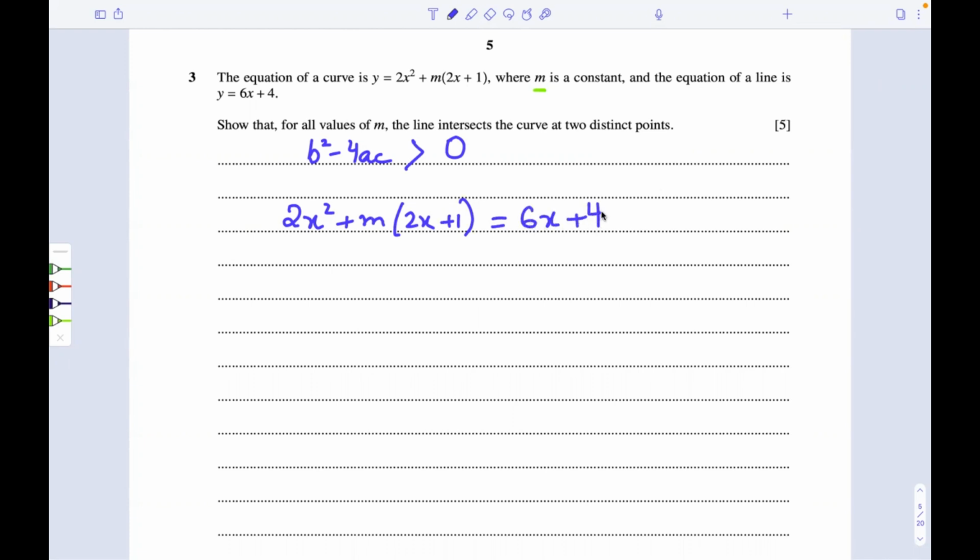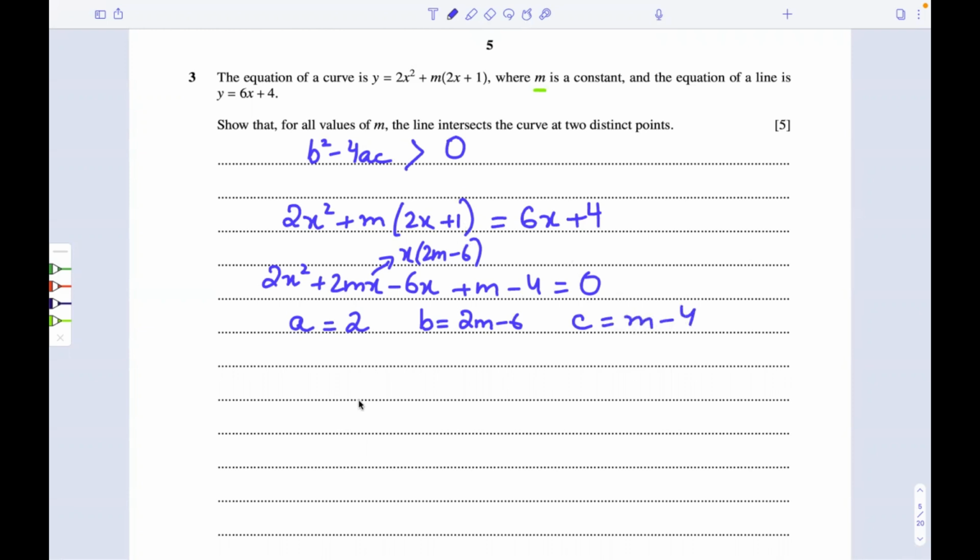Now simplifying this, we get 2x squared plus 2mx minus 6x plus m minus 4 equals 0. So from here, we can deduce that a is equal to 2. b is the coefficient of x. If we take x common from over here, we will get 2m minus 6 as the coefficient, and c would be m minus 4. Now putting this into b squared minus 4ac, we have 2m minus 6 whole squared minus 4 into a, which is 2, and c, which is m minus 4, and this is greater than 0.